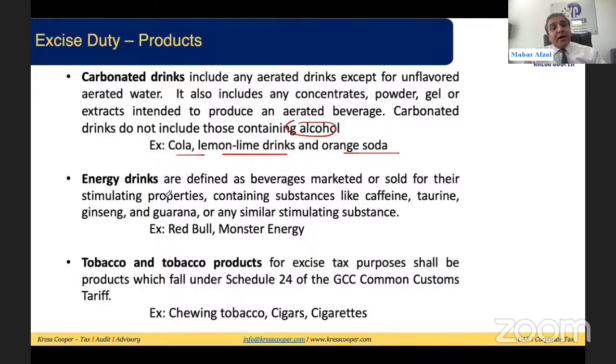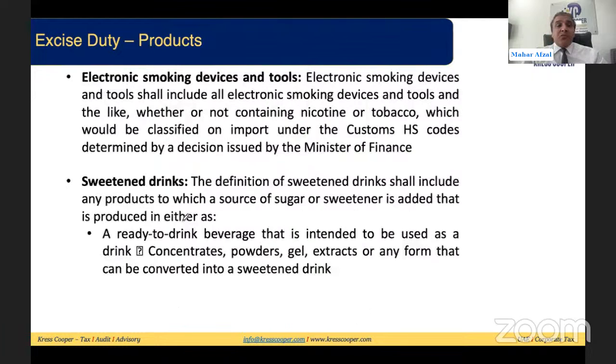Just keep in mind. Energy drinks like Red Bull, Monster Energy, such types. We will have another webinar where we will discuss the products in detail, in nitty-gritty, what exactly is included in this. So at a high level, I can say carbonated drinks, energy drinks, tobacco and tobacco products, chewing tobacco, cigars, cigarettes. In the same way, electronic smoking devices, the vapes, are very common in the market and will be subject to excise duty as well.